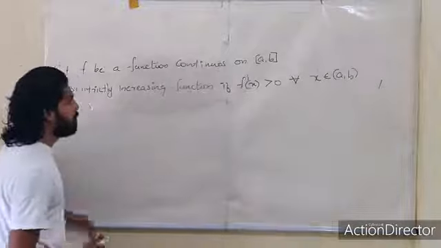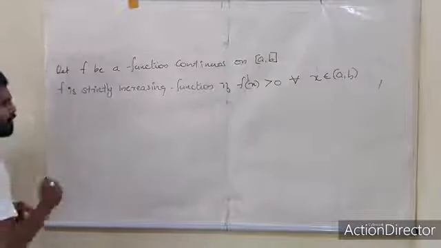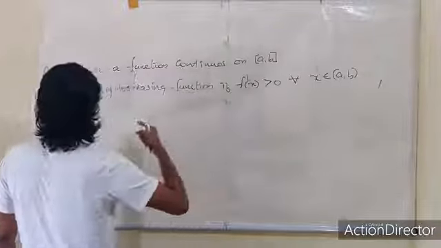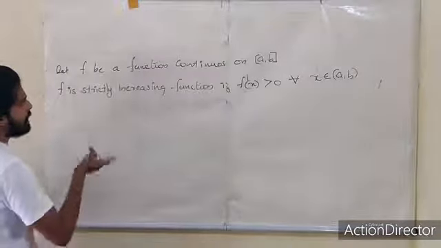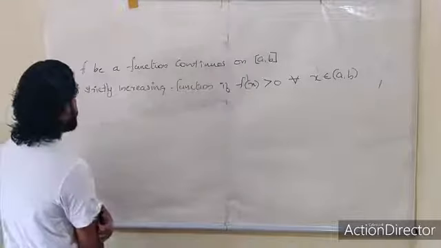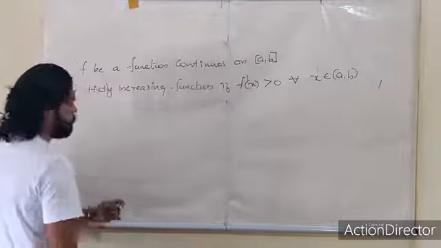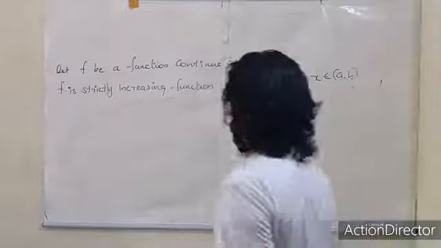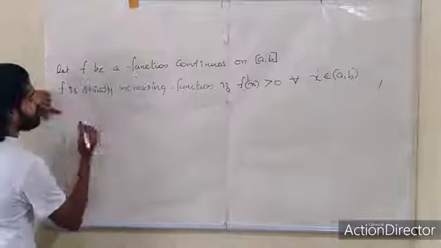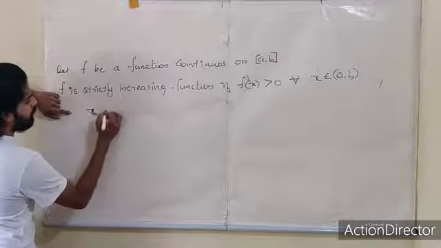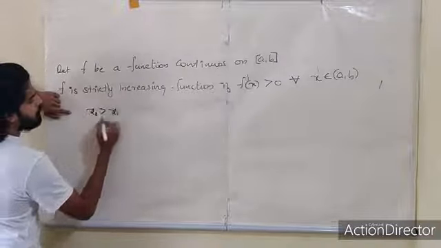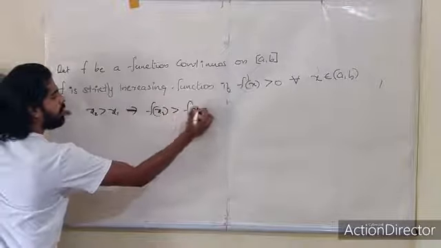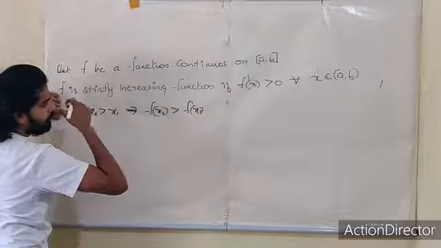mean value theorem. Okay, so how will we prove this? What we have to prove is that if f dash x is greater than 0, the function is strictly increasing, or if the function is strictly increasing, then f dash x is greater than 0. So let us prove this. If the function is strictly increasing, then the derivative will be positive. Function is strictly increasing means what? For x2 and x1, let x2 be greater than x1, which implies f of x2 is greater than f of x1 in the given interval. This open interval (a, b) is the interval.